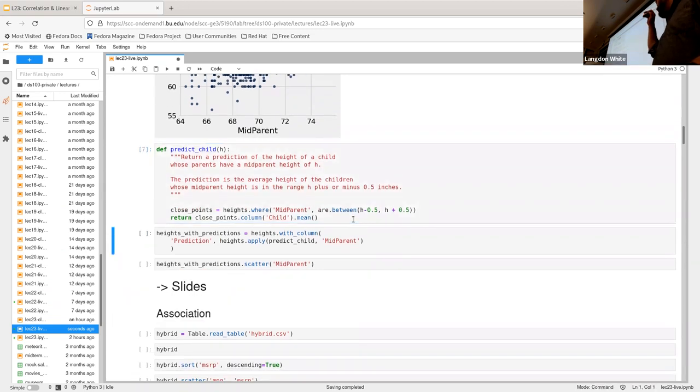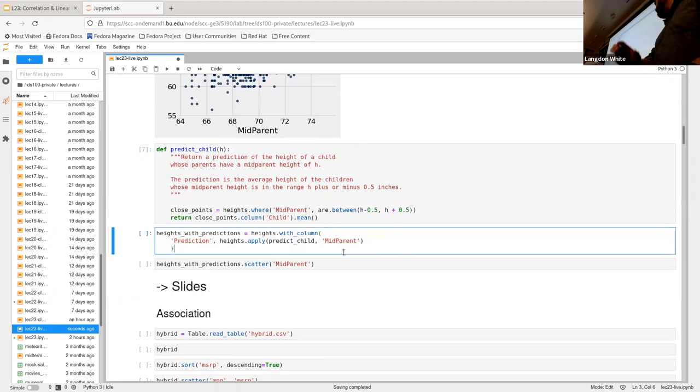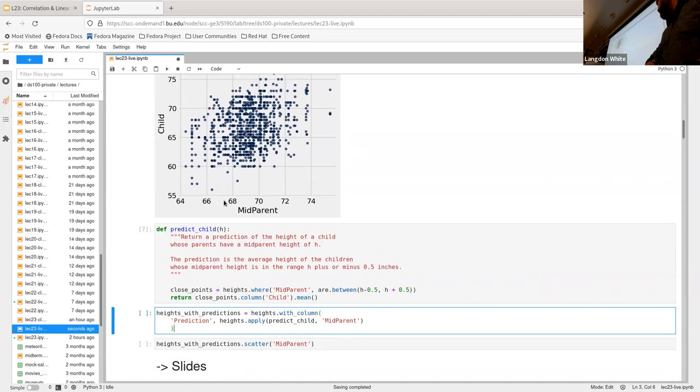All right, so what we did before, and we're going to continue to mess with it, is we're going to use the heights of people who are within 0.5 inches of each other as a prediction for the children. The examples we used were around 68. So we're going to take a window between 67 and a half and 68 and a half, look at the children's heights, and use that to base our prediction on the mid-parent.